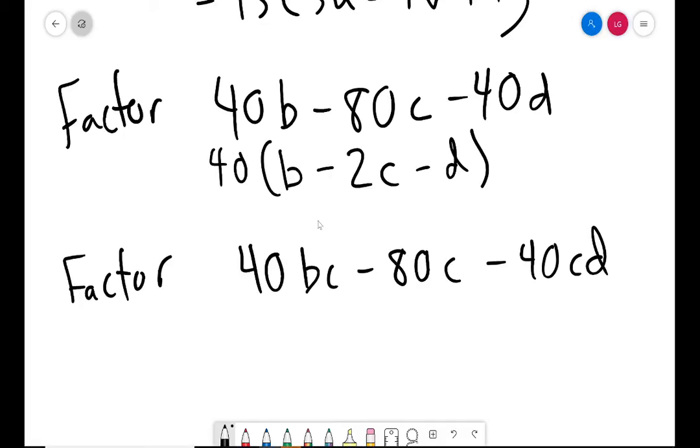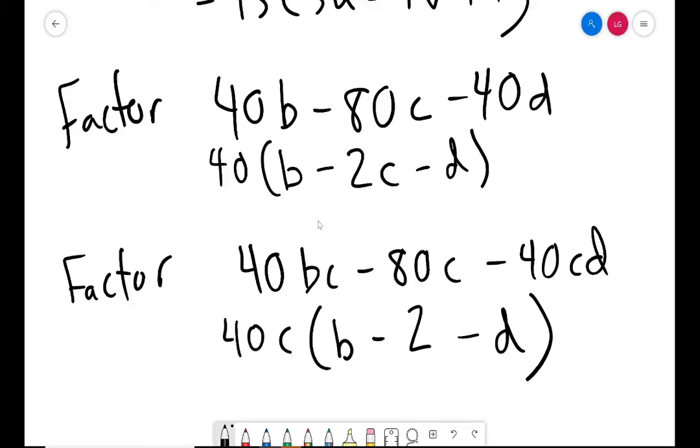A similar question here, 40bc minus 80c minus 40cd. Now we're thinking about what's in common. Well, still the 40, but also a c. So we take out 40c. So you can kind of get a sense of how this all comes together.